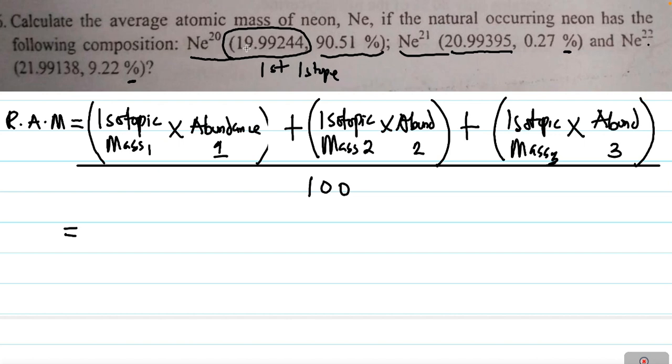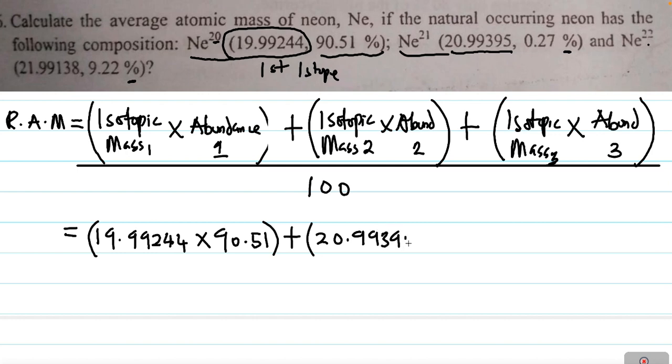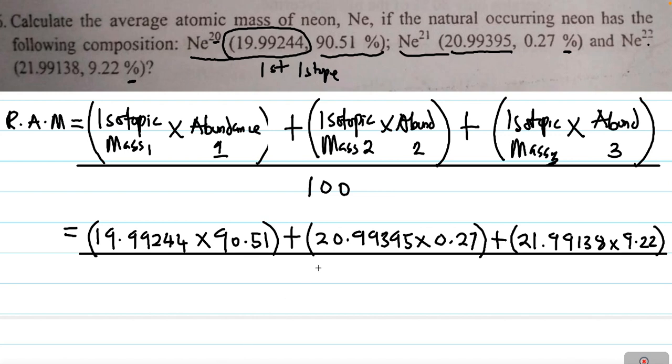Now the isotopic mass 1, the first isotope, has a mass of 19.99244. The mass will always be given to us in such a way that when you approximate it, it gives the mass number, which is 20. Times the abundance of the first one, 90.51, plus the second isotope, 20.99395 times its abundance, 0.27, plus the third isotope, 21.99138 times 9.22%. Now this is all divided by 100.